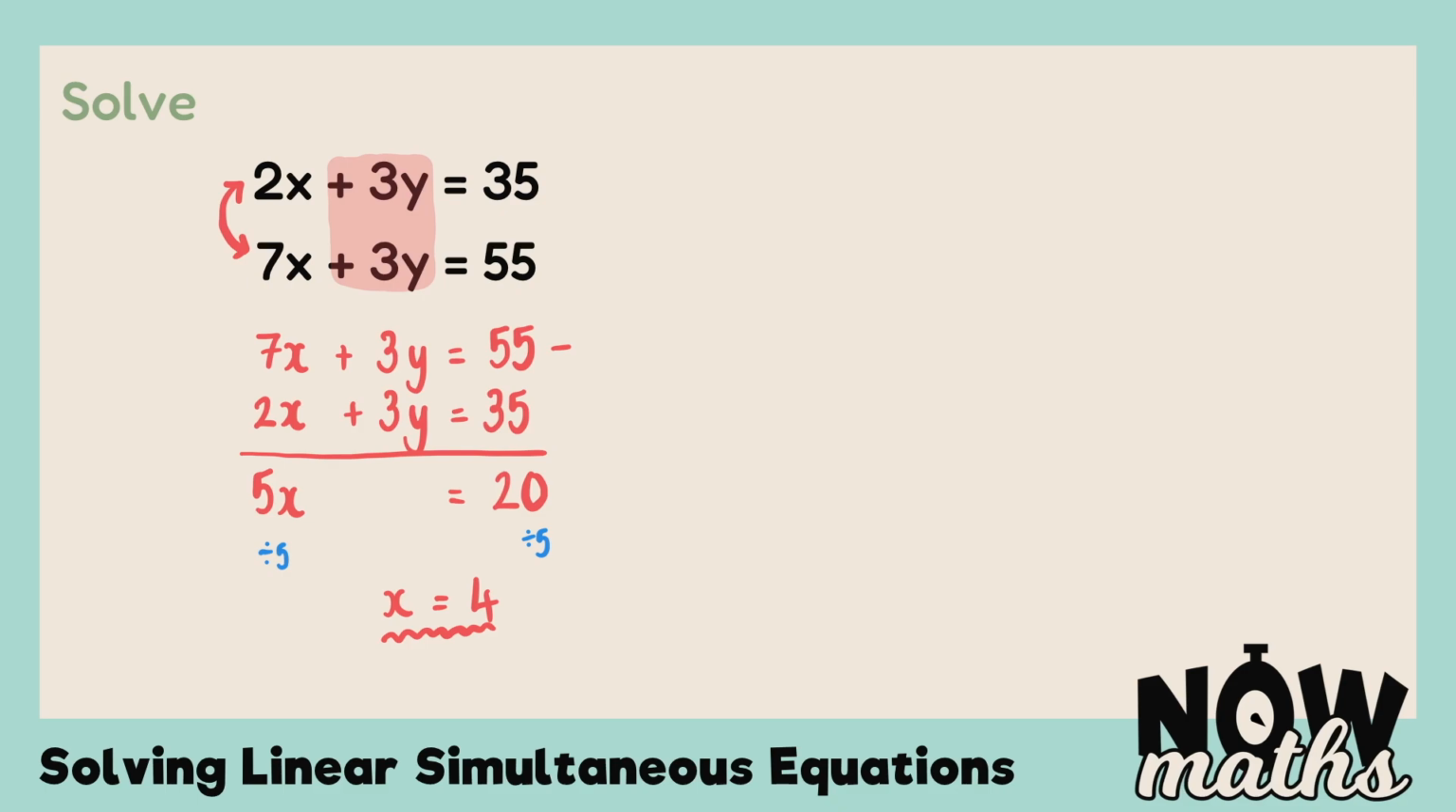In this case, I'm going to choose to substitute into the top equation because this equation has the smaller numbers. So we write that we will substitute x equals 4 into 2x plus 3y equals 35.